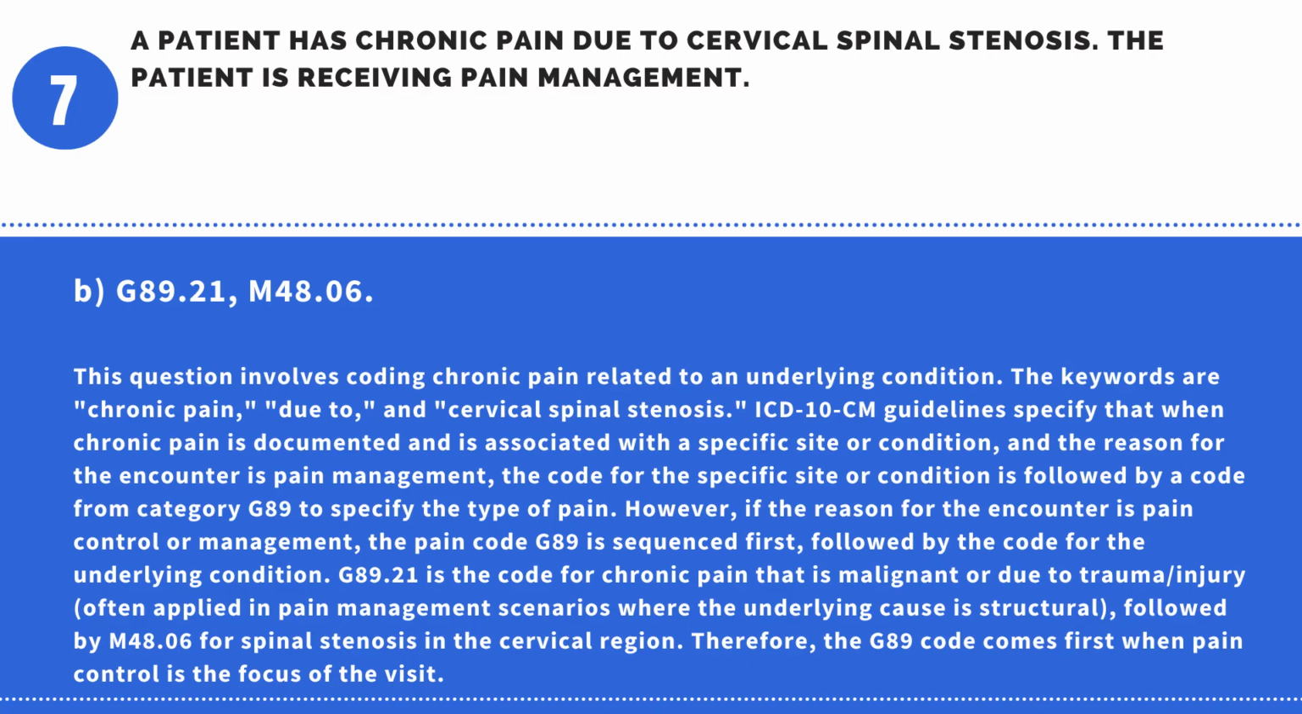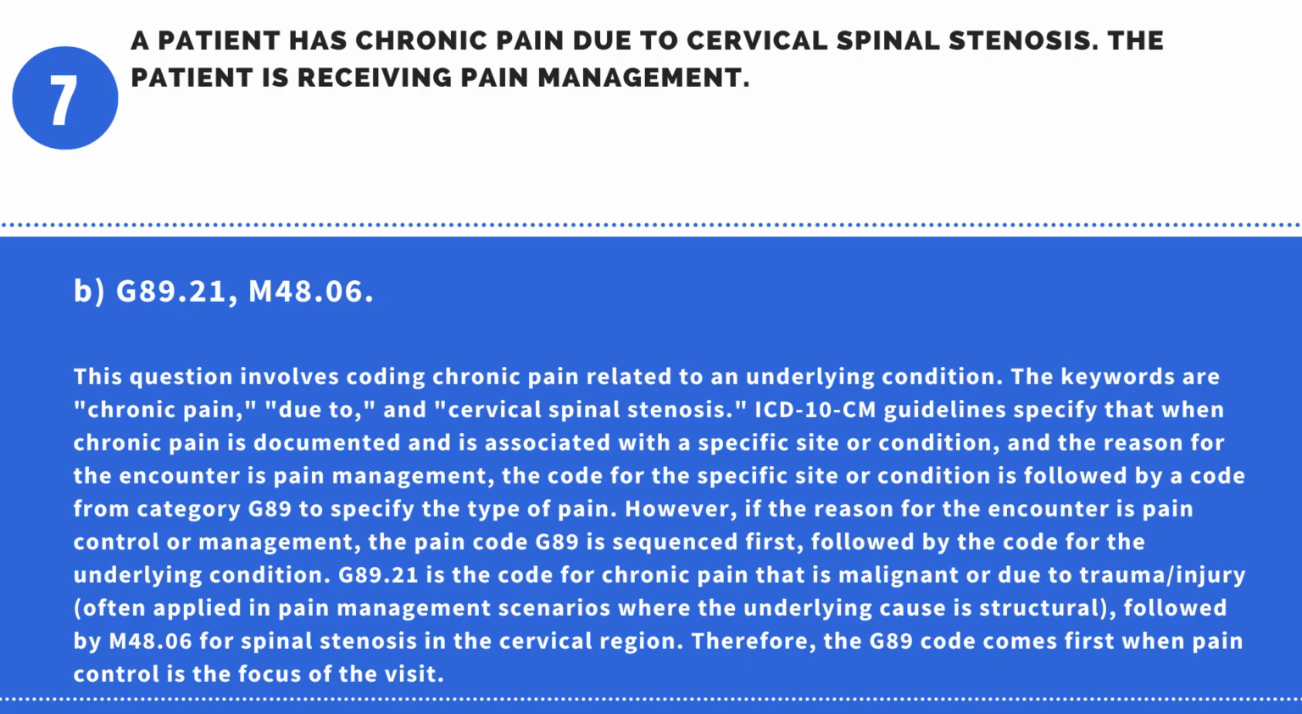ICD-10-CM guidelines specify that when chronic pain is documented and is associated with a specific site or condition, and the reason for the encounter is pain management, the code for the specific site or condition is followed by a code from category G89 to specify the type of pain. However, if the reason for the encounter is pain control or management, the pain code G89 is sequenced first, followed by the code for the underlying condition.